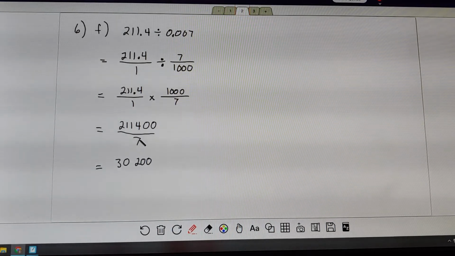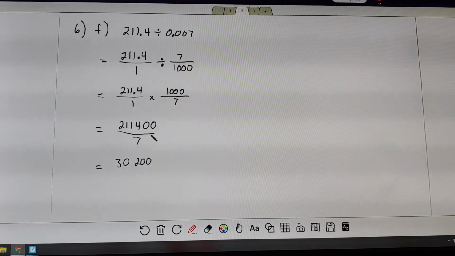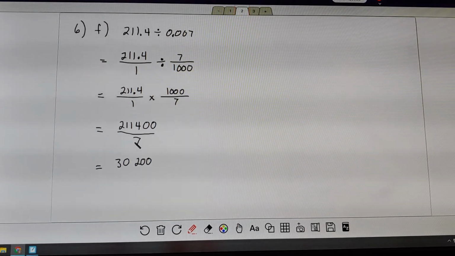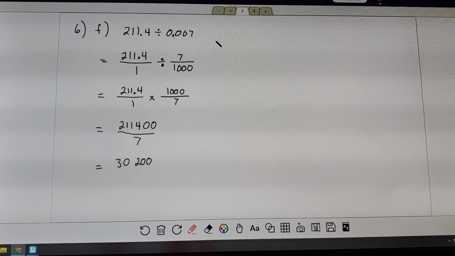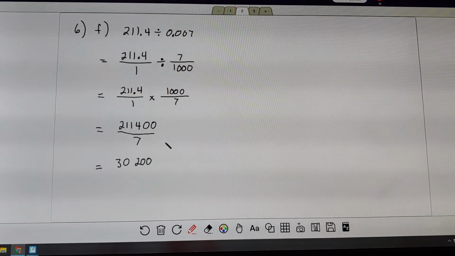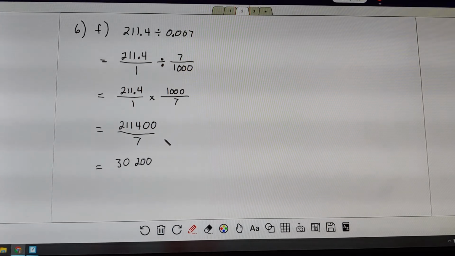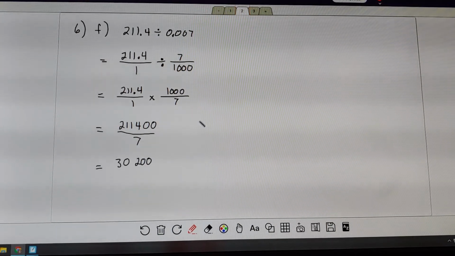Then I know it seems silly, but run that through the calculator. And you're saying, well, why didn't I just run that through the calculator? In real life, yes, you would. For the sake of showing your work and the logic of how this all happens, show the steps. And then you get that as your final answer, 30,200.